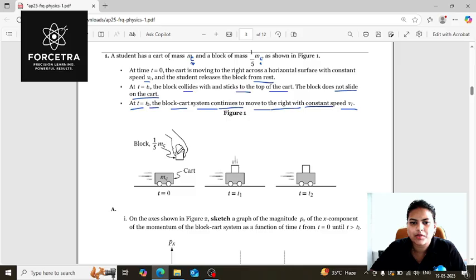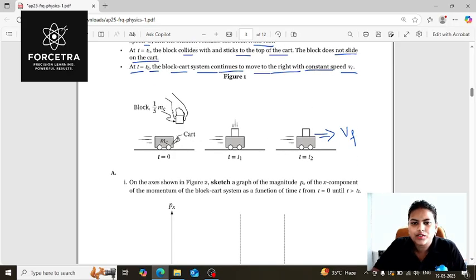So this is 1/5 mc, the mass of the block, and this is the cart whose mass is mc. At t equal to 0, at t equal to t1, they stick together, and after t equal to t2, they move with a common velocity Vf, and the initial velocity was Vc.